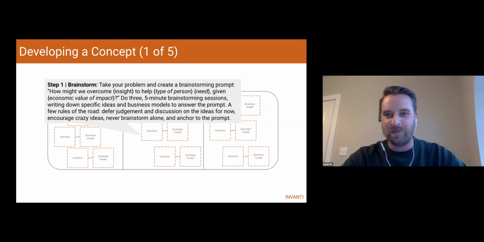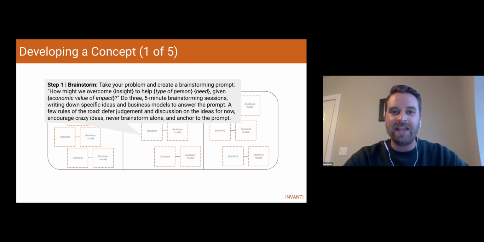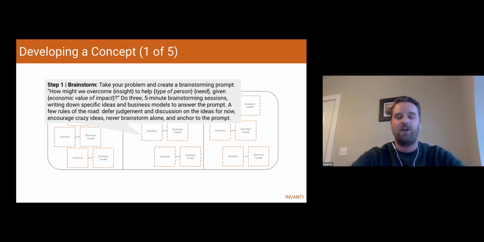That's all the time we're going to spend, because the first thing we know about the idea is it's probably going to change. As soon as people get in touch with it, we're going to figure out all the ways it's wrong, and so we're going to change it anyway. And two, you can actually come up with a lot of ideas in 15 minutes if you sit down and structure your time. So what we would do is three 5-minute brainstorming sessions. We would set this question in front of us: how might we overcome this barrier to help this person do this thing, given what we know about the value that can be unlocked?